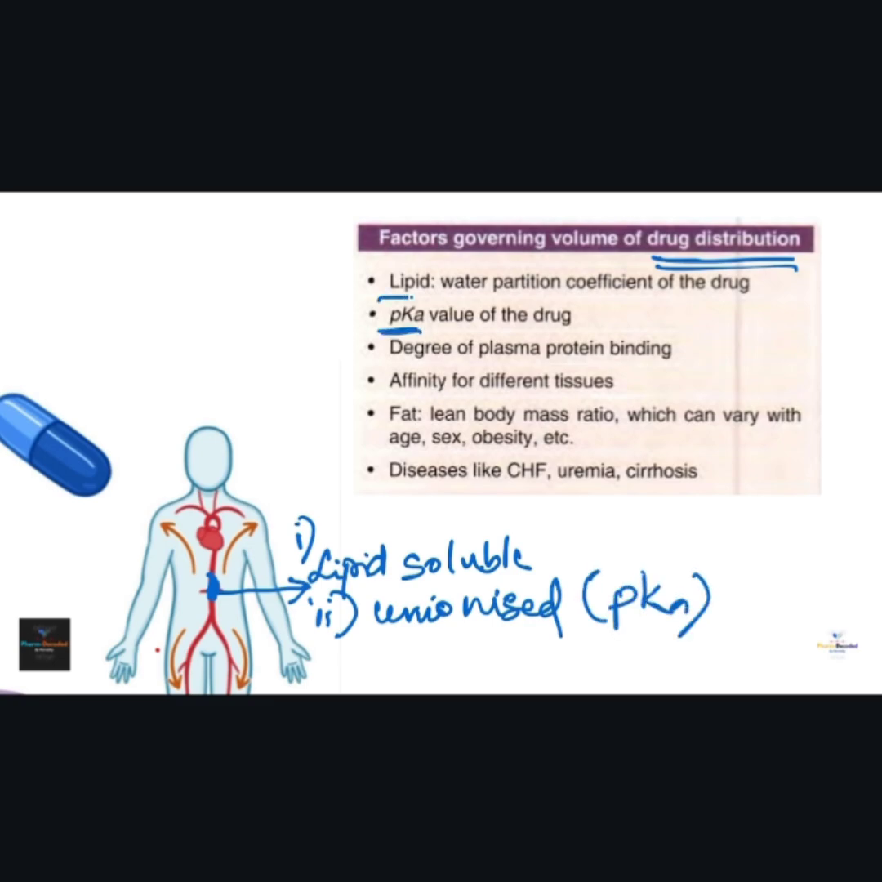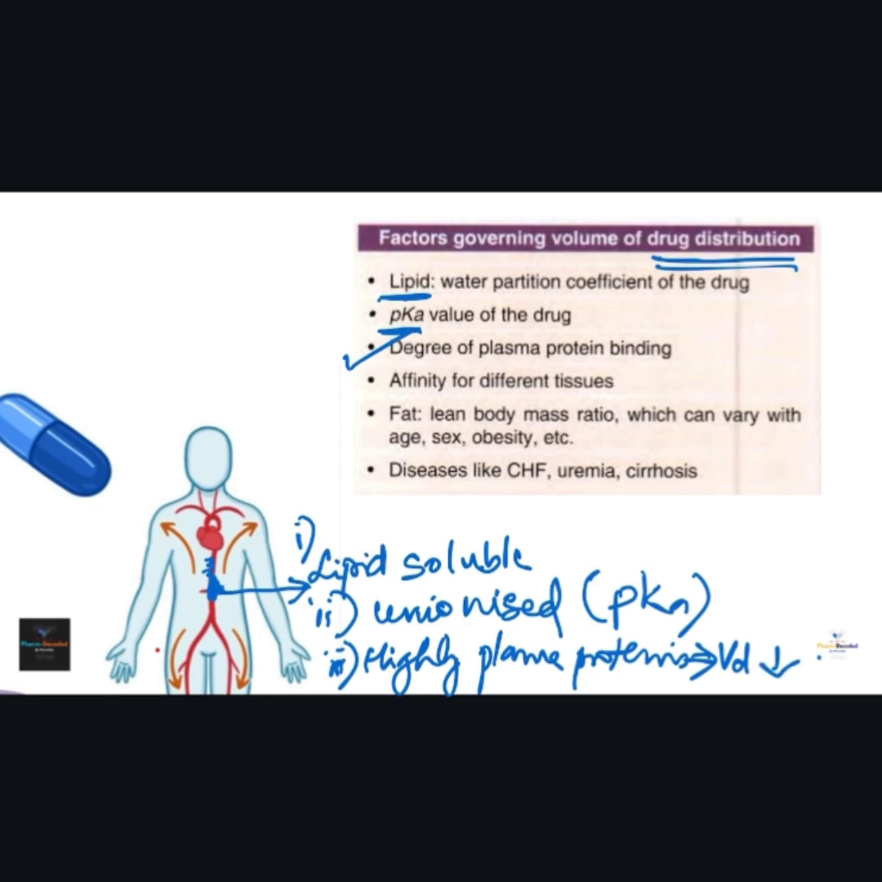Okay. Then lipid solubility. Coming to the third factor, we know that plasma protein binding makes the drug a very large molecule. A very large molecule cannot pass through this membrane. So highly plasma protein bound drugs are mainly confined in the blood vessel. So the third factor is the degree of plasma protein binding. Highly plasma protein bound drugs are more confined to the blood vessel, so their volume of distribution is less.